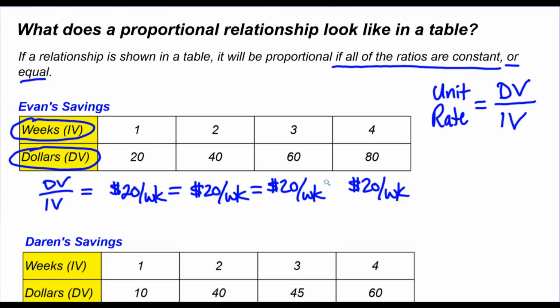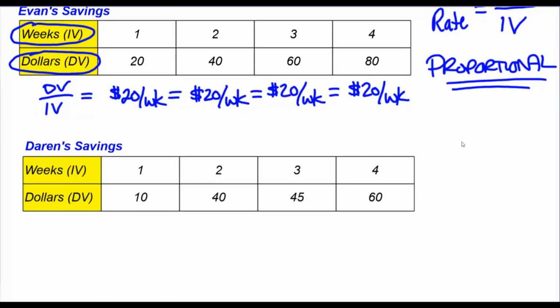So Jordan's savings is constant. It's never changing. It's always $20 per week. So we would say this is a proportional relationship because all of the ratios in the table form a proportion. They're all equal.